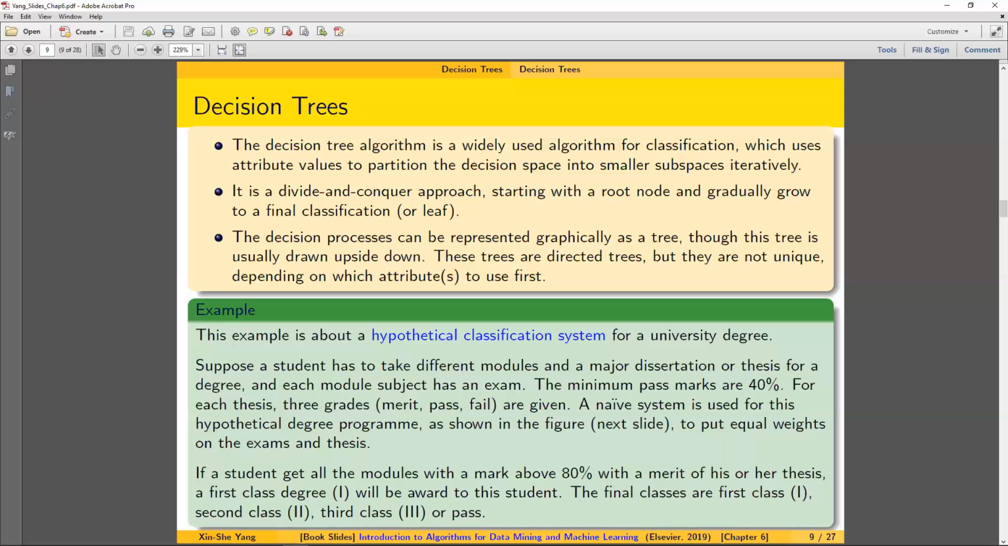If a student gets all the modules with a mark above 80% with a merit for his or her thesis, a first-class degree will be awarded to the student. The final classes are first class, second class, third class, or pass. So you can think of this as 2 dimensions. One is how much mark he got for the class, and the second dimension is the grade for the thesis. Based on those 2 dimensions, a final grade will be assigned: first class, second class, third class, or pass.